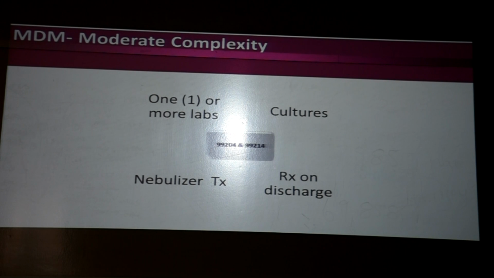Moderate: if you're ordering any labs, giving a nebulizer treatment, cultures, and of course this isn't all inclusive. I'm just giving examples so you kind of know what I'm talking about when I'm saying that this is your level 4 services. If you're giving any meds, that falls into moderate decision making. So if you're prescribing, sending the patient home with an RX, that's definitely moderate medical decision making. So you want to make sure all of that is in the record, so we can capture it for you.